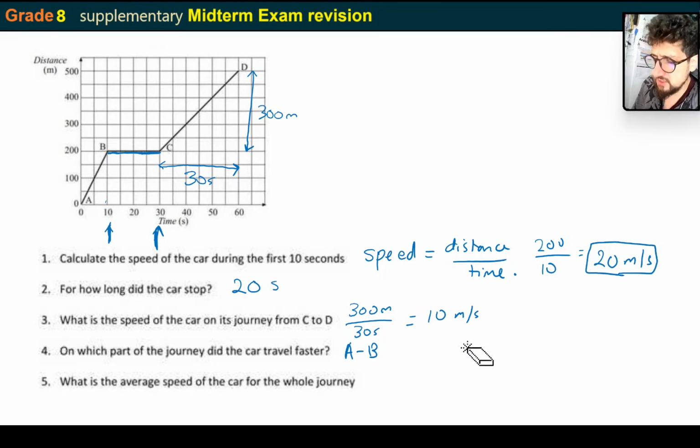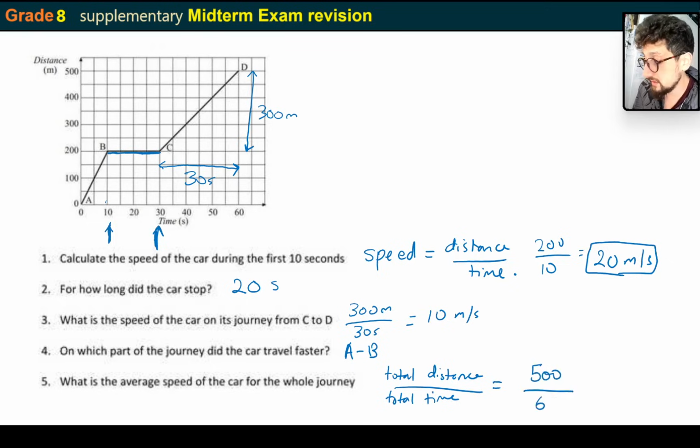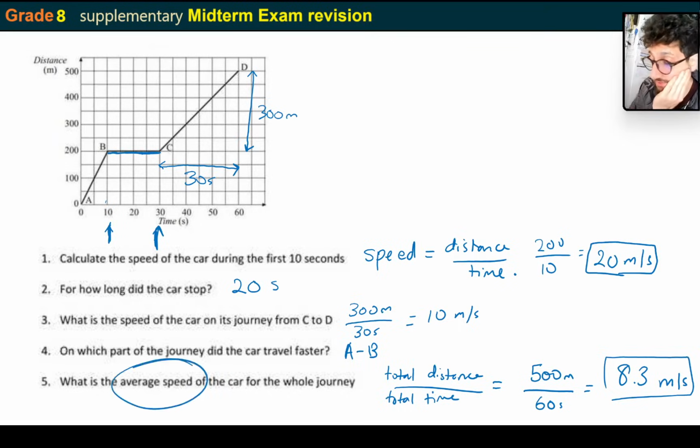What is the average speed of the car for the whole journey? The average speed for the whole journey is going to be the total distance divided by the total time, which is going to be 500 meters divided by 60 seconds, which is about 8.3 meters per second. Because total distance divided by total time, that's how we get average speed.